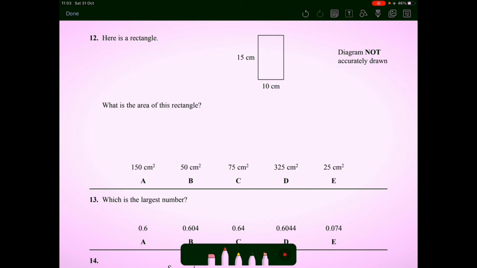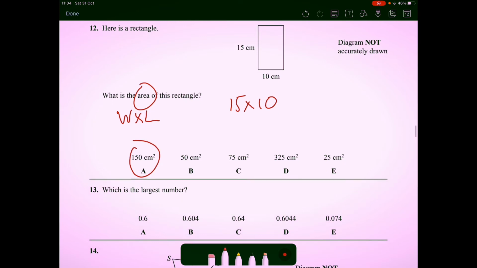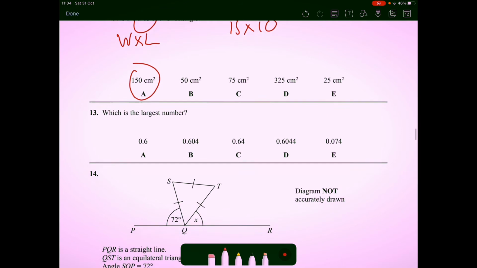Here's a rectangle. What is the area of the rectangle? Area is width times length. So here it's going to be 15 times 10. Let's not mess around with that one. 150 centimeters squared. We'll move on to the next one.